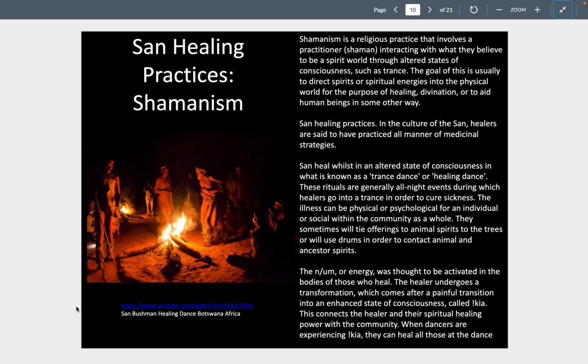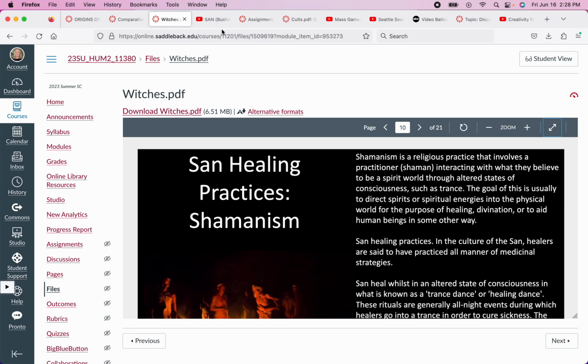So the San are still practicing shamanism as their form of magic and medicine, and they are able to summon spirits. They generally have rituals that are all-night events in which healers go into a trance in order to cure sickness. I would like to show you what one of these performances looks like.